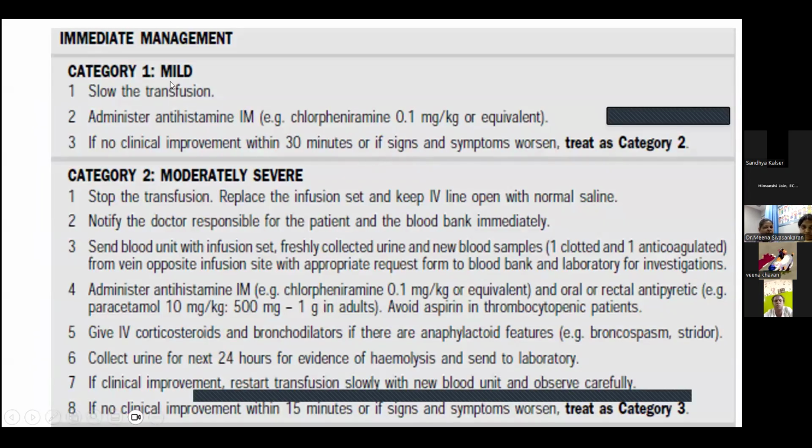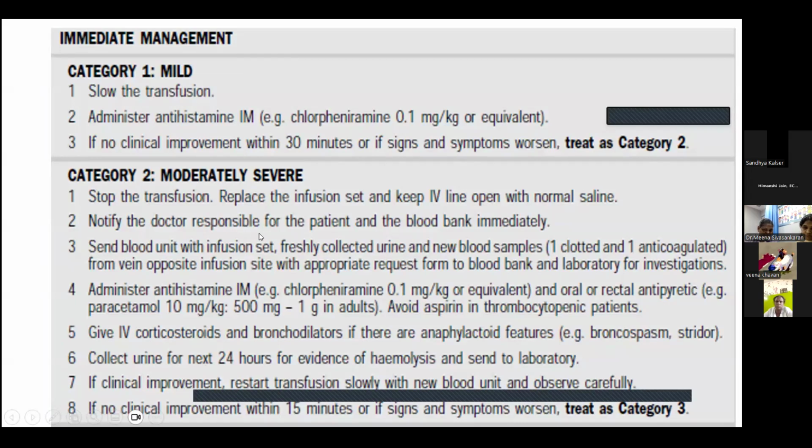We'll see about the immediate management for each category. First, category 1, for mild transfusion reaction, slow the transfusion, administer antihistamine as IM. If no clinical improvement within 30 minutes, or if signs and symptoms worsen, treat as category 2. Category 2 is moderately severe. For moderately severe, we should stop the transfusion, replace the infusion set, and keep IV line open with normal saline.